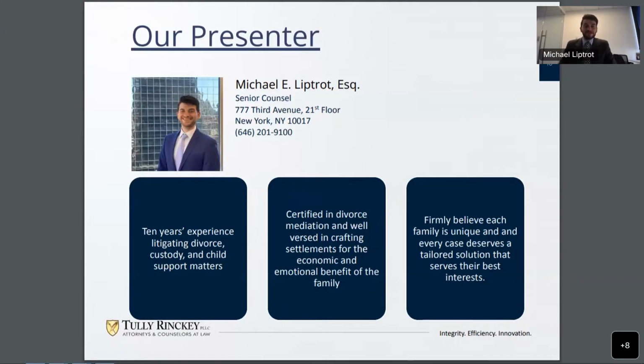I am certified. I took a course, got certified in divorce mediation. I think alternative dispute resolution can be a useful tool for some parties. You have to have the right attitude. You have to have the right set of circumstances. Certainly, it's not for everyone, but it can definitely be beneficial for some.